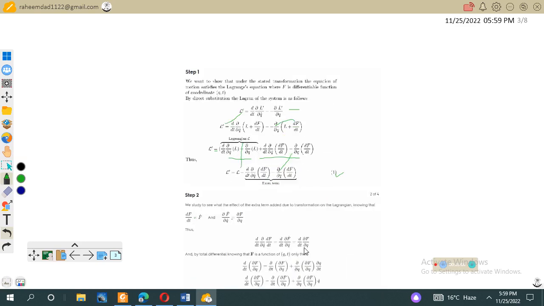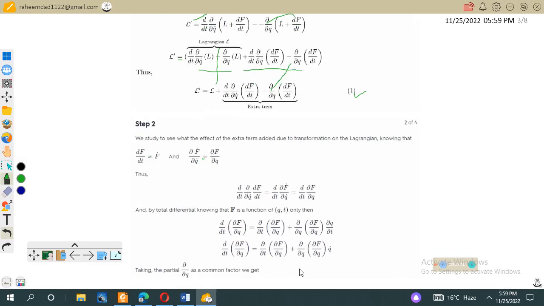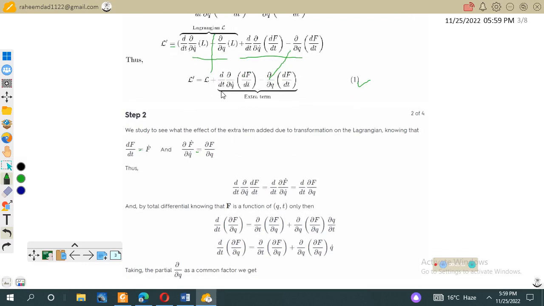L prime is equal to L plus this term. We take the first term, d over dt of partial q dot of df over dt, and if this term goes to 0, it means L prime is equal to L. The addition of this additional factor does not affect our Lagrangian.